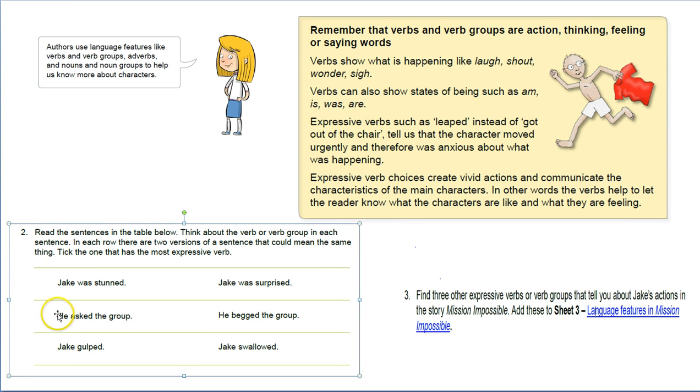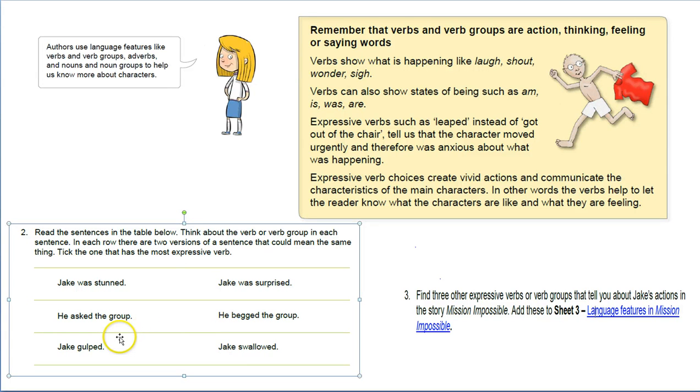Okay, the next one. "He asked the group" or "He begged the group". Well, in this case, it's very obvious. Asked, yeah, but the word begged gives us a very good indication of how he asked. Please, please. So you can almost see in your brain, just by changing that word from ask to beg, how Jake is acting in your mind.